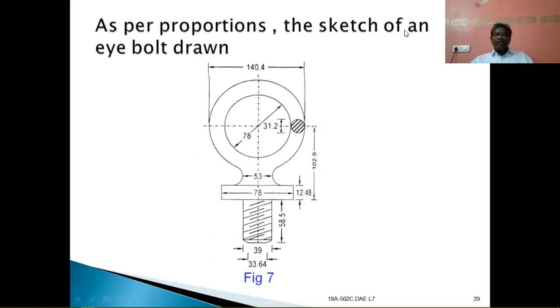Now this is the proportionate sketch of an eye bolt for the previous problem. As per proportions, the sketch of an eye bolt is to be drawn just like that. This is the length of the threaded portion, this is the thickness of the collar and diameter of the collar, diameter of the neck, inner diameter of the ring, outer diameter of the ring, and this is the ring rod diameter, and this is from base of the collar to the center of the ring. So all these proportions you have to draw just like this, right?